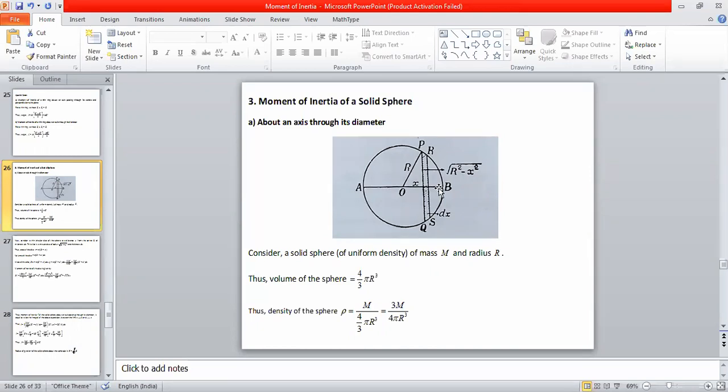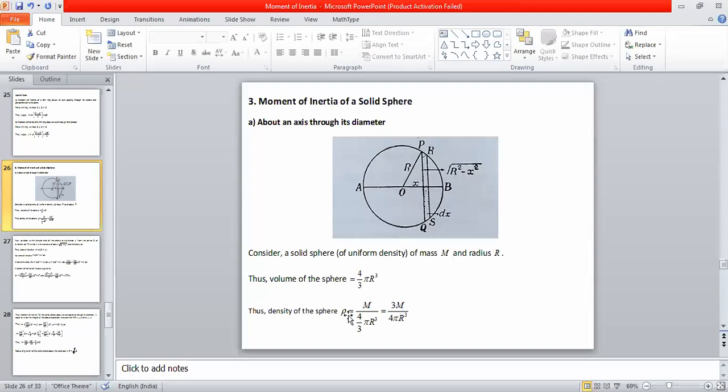In order to calculate the moment of inertia, we require certain things. Let us assume the mass of the sphere is capital M and the radius of the sphere is capital R. The volume of the sphere is very simple, 4/3 pi r cube. Correct? Yes, sir. Since it is a 3-dimensional object, it has a volume. Its volume is 4/3 pi r cube, where capital R is the radius. Okay?